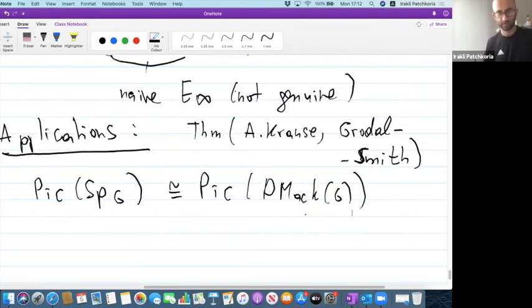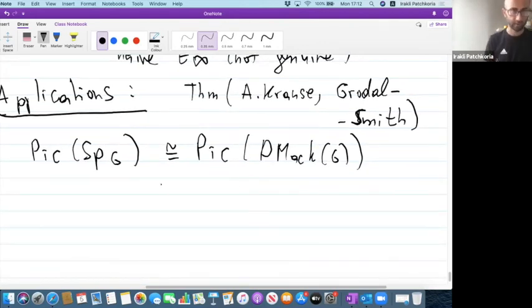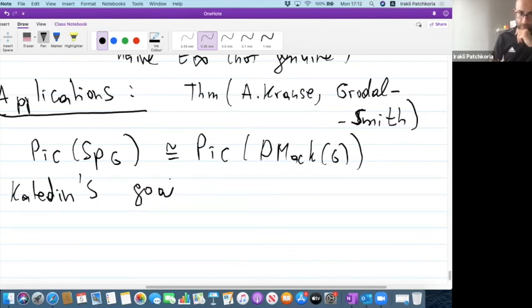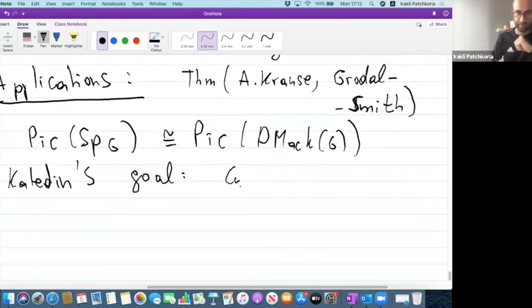I mean, there is a serious result, and there are some stable module categories, for example, used in this theorem, and also we were just seeing some Picard groups in the previous talk. So it's not that easy to actually compute such things, and you need some machinery to be available. Okay, so another application of this derived Mackey functor. And finally, Kaledin's goal. Let's go back to Kaledin's goal. So how did this end up working? So Kaledin's goal was to look at cyclotomic spectra in derived Mackey functors.